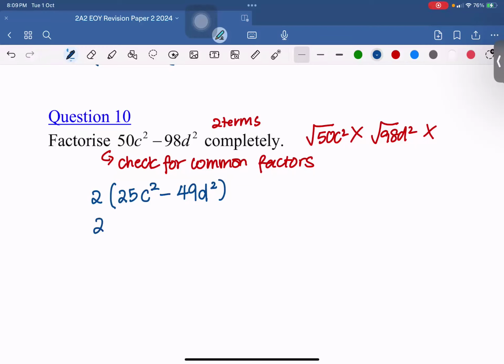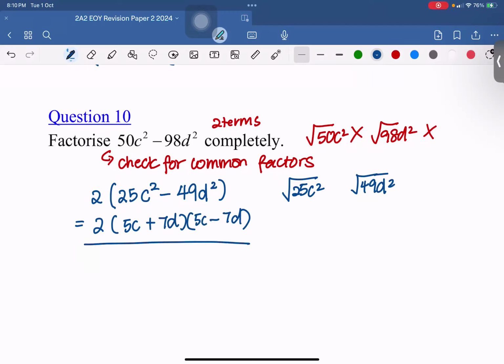Now, anyone can tell me the answer? I keep the 2, don't throw away, then 2 brackets. So what is the square root of 25c squared? What is the square root of 49d squared? 5c and 7d. So it'll be 2, 1 plus, 1 minus. So 5c plus 7d, 5c minus 7d. Are you all okay with this?